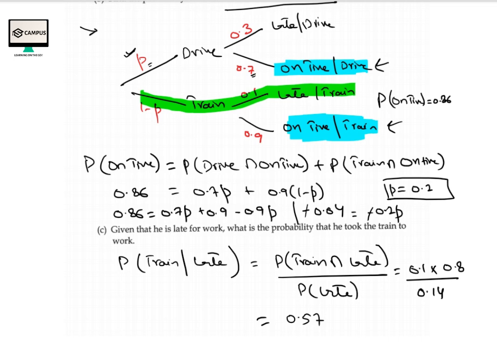So that's it. I hope this session was fruitful. We solved almost all the questions related to different aspects of conditional probability.